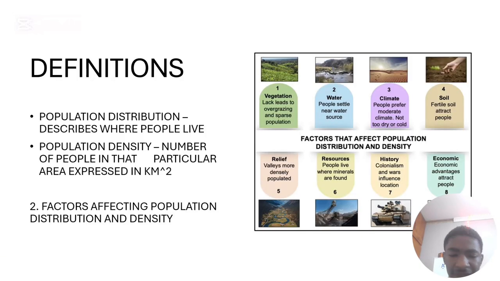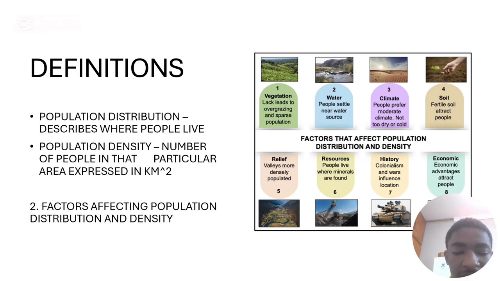Let's get to definitions. We have population distribution. What is population distribution? I summarized it in 4 words. It describes where people live. Right? I live in Bella. So population distribution describes Bella, because in Bella, that's where people live. Then population density is the number of people that occupy that particular area. It is expressed in kilometers squared. So this one is the number of people that live in that particular area.